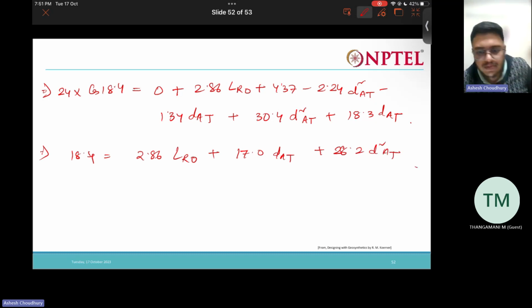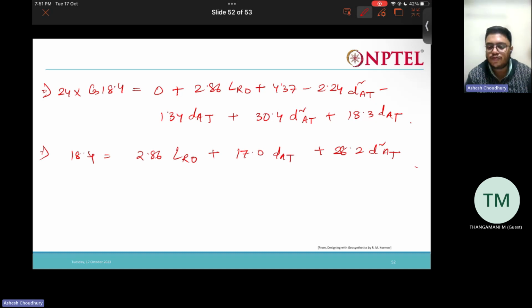Now, see, it was given that for 1 meter LR naught, we can get the DAT. This we can do. Other thing we can do is that we can prepare a design chart. Design chart, how design chart? We can take various values of LR naught to get various values of this DAT. Also, we can change the allowable stress of each geometry.